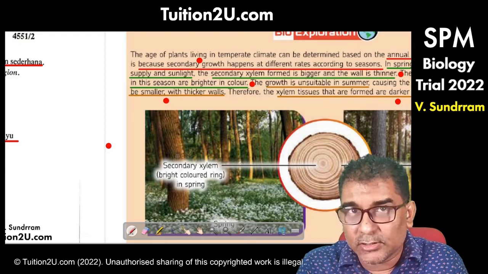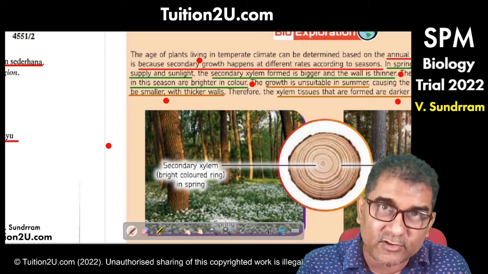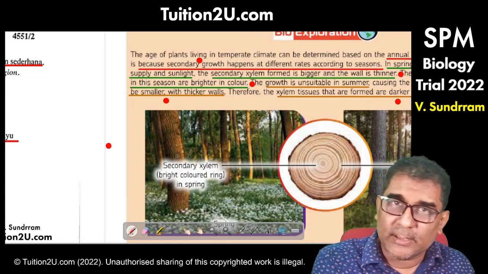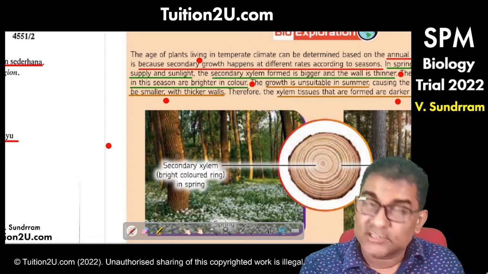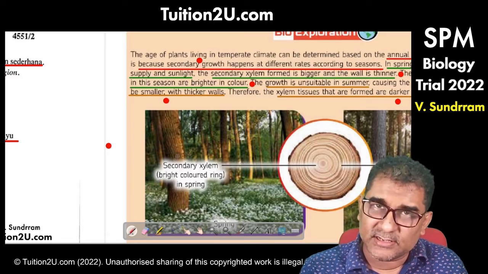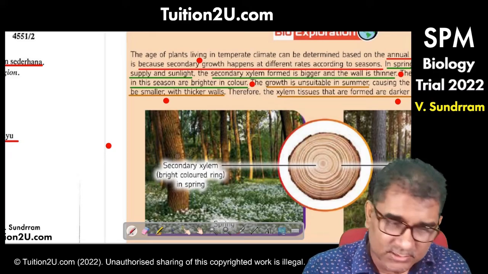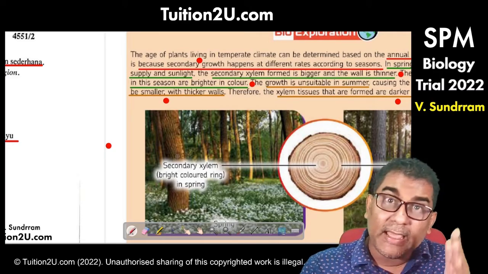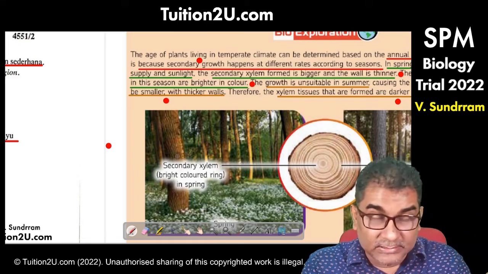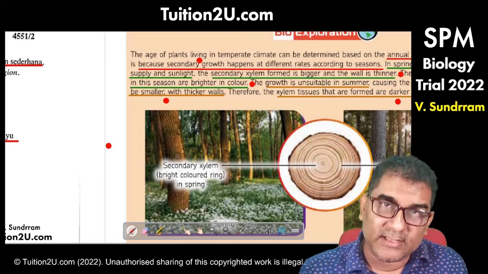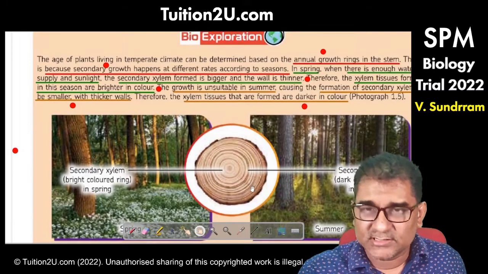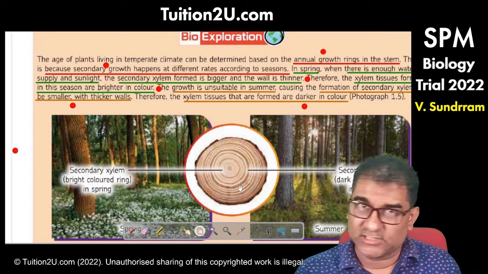The rate of secondary growth, the rate of secondary xylem formation is different in different seasons. 1 mark. You mentioned what happens in spring, 2 to 3 marks. Explain what happens in summer, another 2-3 marks. Mention you get a pattern, alternating dark and light rings. Alternating dark and light rings are known as annual rings. Write back what's in the textbook. That's your 6 marks. Easy question.